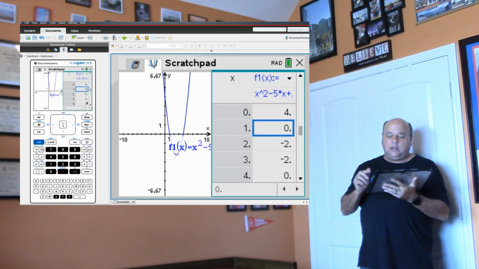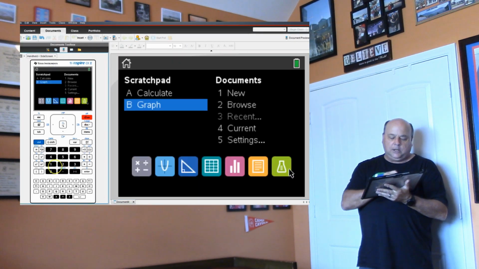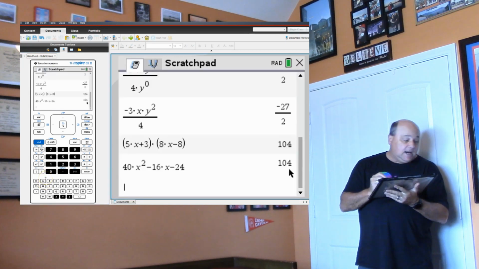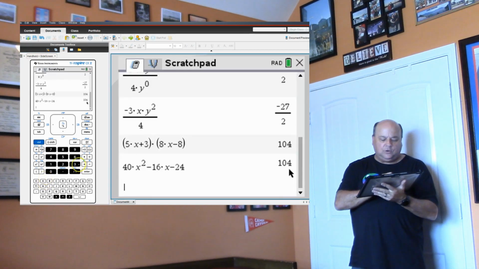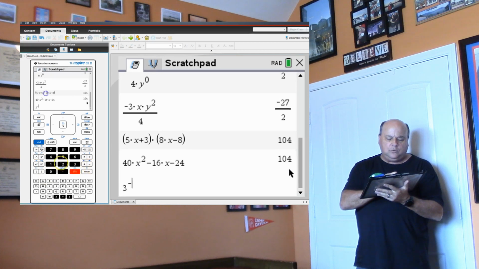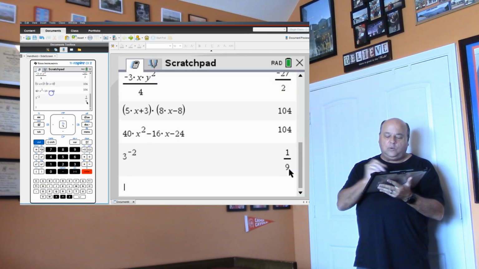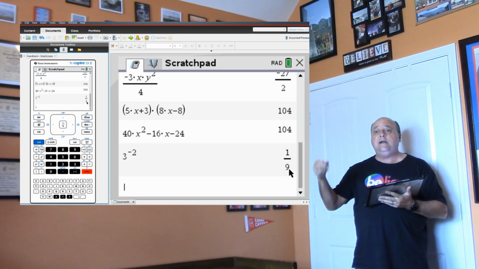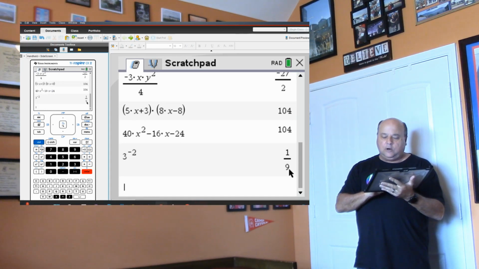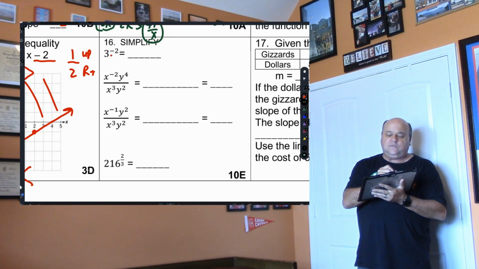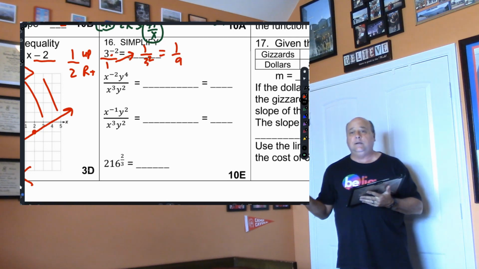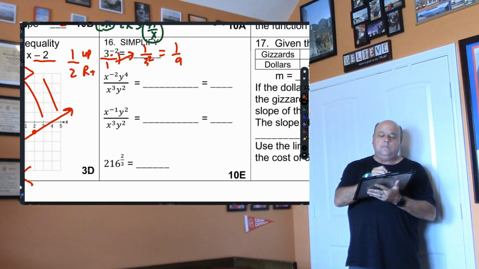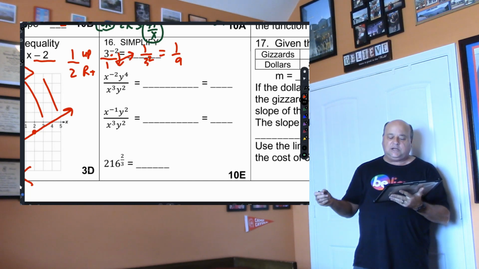So we're going to go to the calculator. We're going to hit home, go to calculate, and just type in the problem. So 3 to the -2. 3 caret -2. I get 1 over 9. Notice that negative exponent does not make it negative. If I go to my paper, this 3 to the -2 is actually over 1. This turns into 1 over 3 squared, which is going to be 1 over 9. So a negative exponent moves the base across the fraction bar.